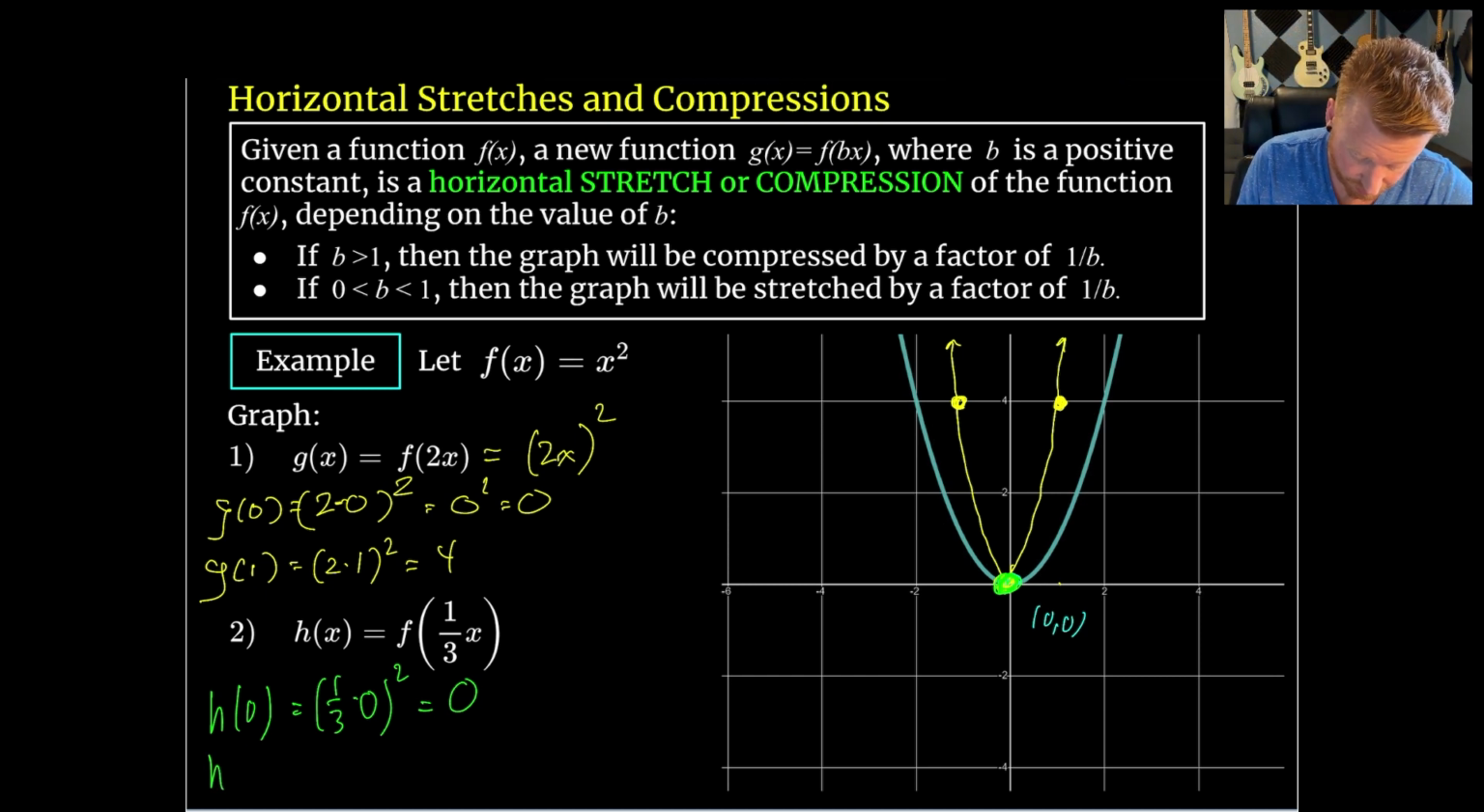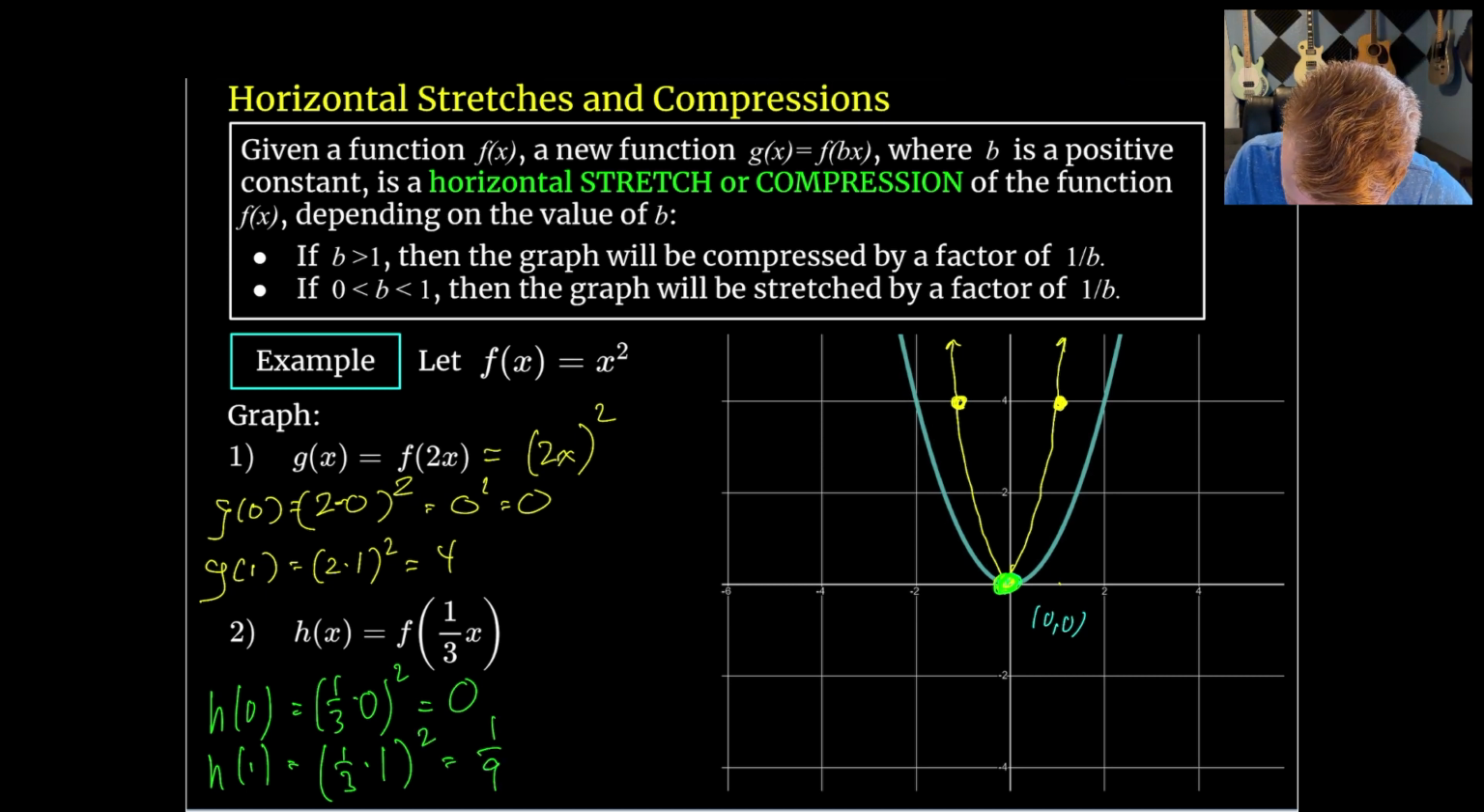But let's take a look at h of 1. And what this is saying is we're going to multiply 1/3 by 1 and then square it. And this is going to give me 1/9. So at 1, boy, we're going to be way down here at 1/9. And then same thing over here on this side. And maybe let's look at something a little bigger, just to get some more interesting values on here to help us build the shape here.